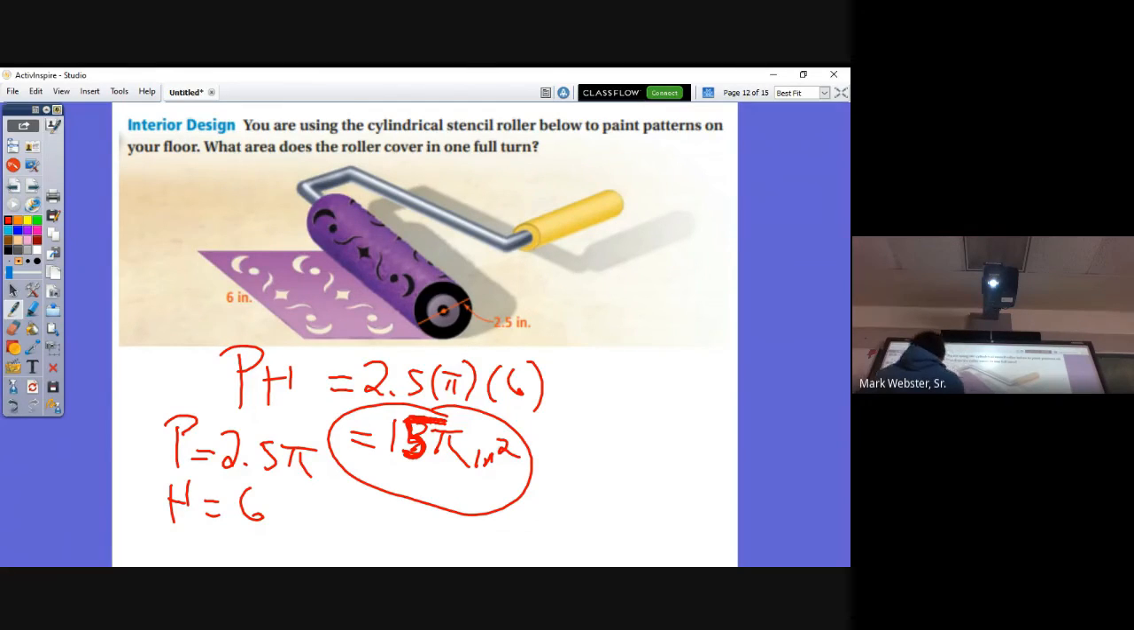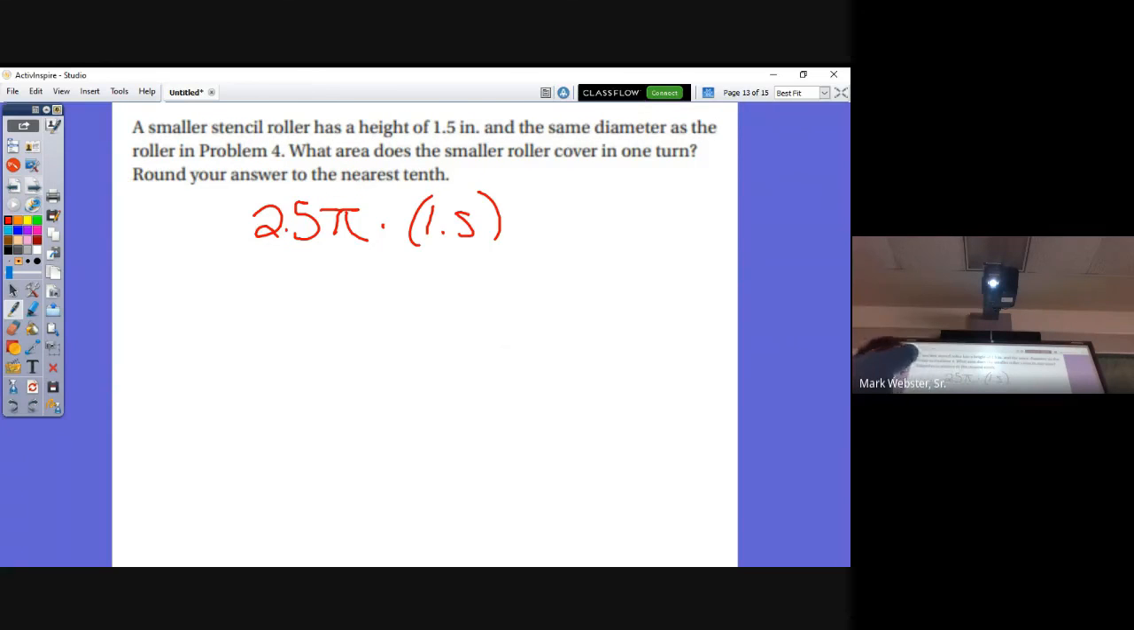So with this one, again, just 2.5 times 1.5 times pi. We end up with what, like 11.78, yada, yada, yada, round to the nearest tenth. This 8 means that we round up, 11.8, and my units are still in inches, right? Inches.